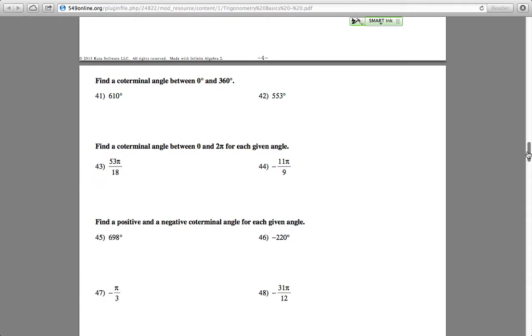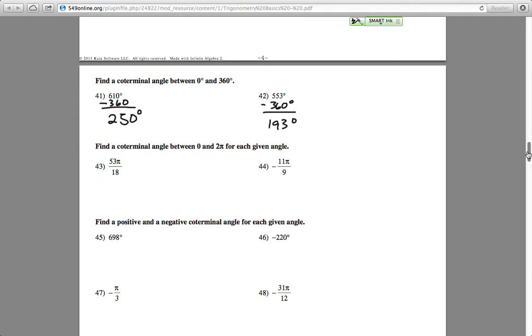So find a coterminal angle between 0 and 360. If I'm at 610, do I need to add or subtract to get between 0 and 360? Subtract. So what are you going to get? 250. 250 for that one. So I just subtract 360, and that'll give me my answer. What about this one? Add or subtract? Subtract. What do you get? 193. These are pretty easy.